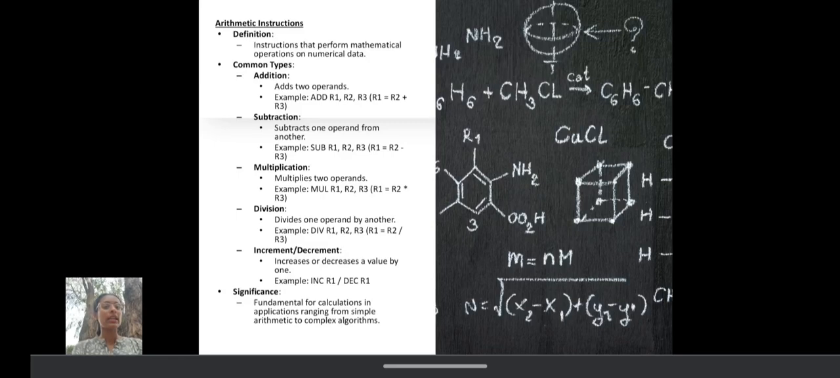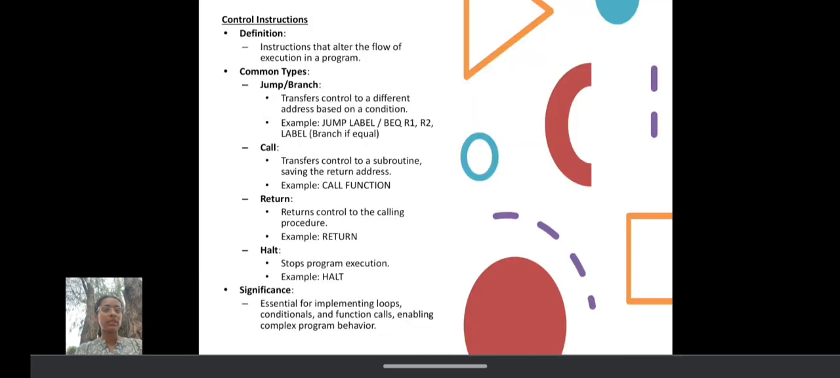Then for the last, increment or decrement. Increases or decreases a value by 1. Example is INC R1 or DEC R1. Then the significance of arithmetic instructions is that they are fundamental for calculations in applications ranging from simple arithmetic to complex algorithms.